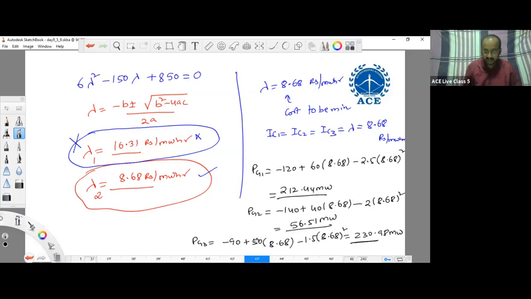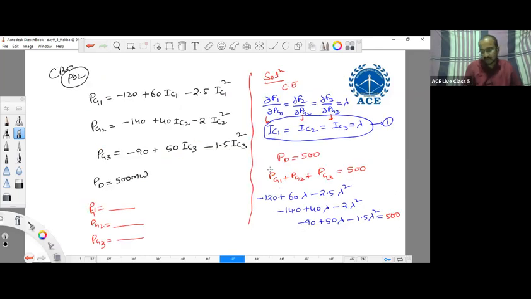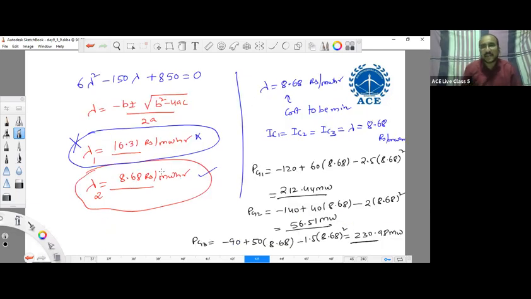So here he is asking to calculate PG1, PG2 and PG3. The solution is simple. First you need to develop the equation, that is PG1 plus PG2 plus PG3 equal to PD, that is 500 megawatt, given in the question. Now IC1, IC2, IC3 are equal. Here you should not be confused about which lambda is to be selected. The cost should be minimum, so you select the minimum lambda, 8.68, and substitute to get the values of PG1, PG2 and PG3. Understood? I think you got the idea how to select this.